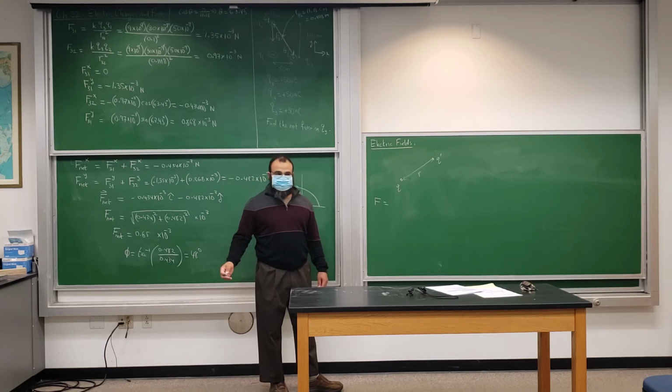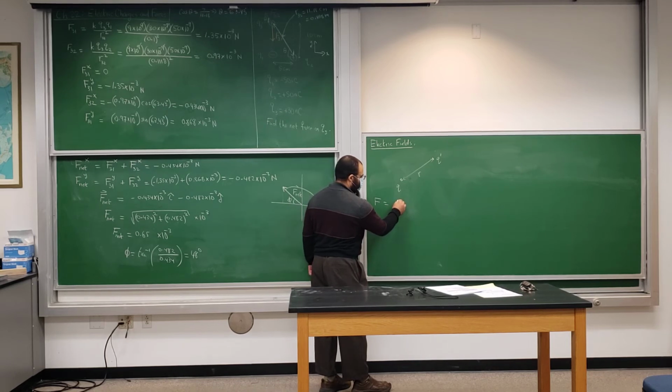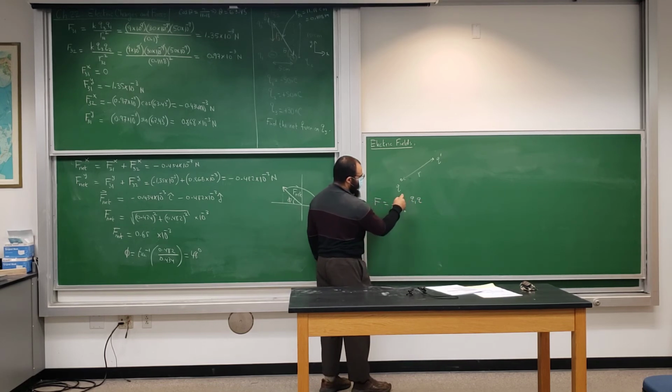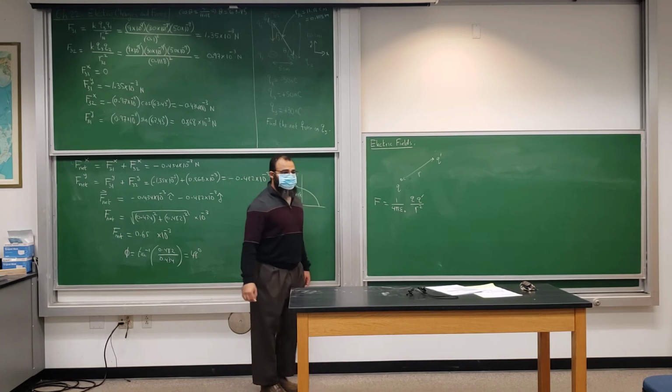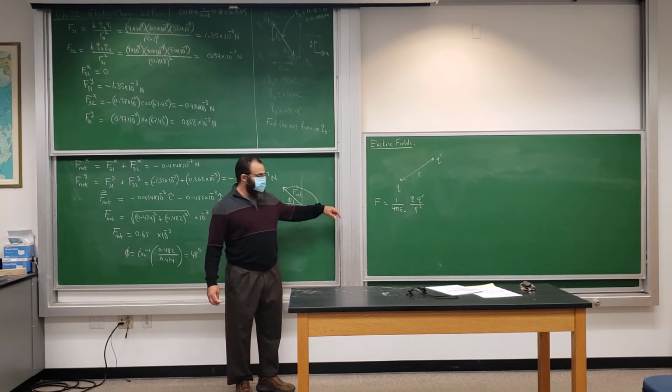K Q1 Q2 over R squared. I would also write it as 1 over 4 pi epsilon naught Q1 Q2 over R squared. And since I named them Q and Q prime, I'll just put Q and Q prime over R squared. Okay, so I just wrote Coulomb's law.